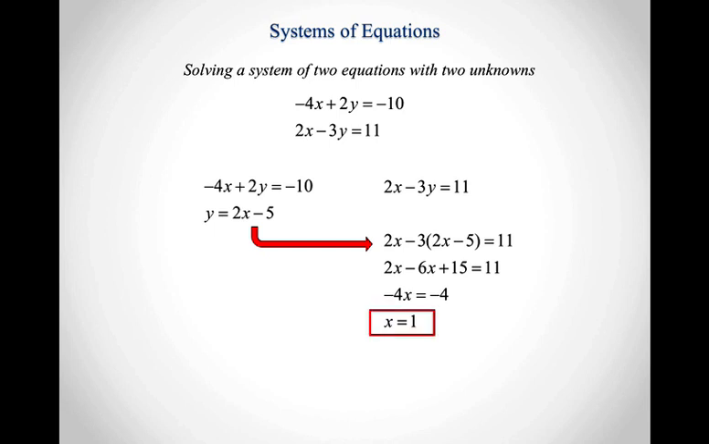Well, once I've solved for x, I can now take it and plug it back into my expression for y. And so in this case, what I get is y equals 2x minus 5. Well, that's going to be 2 times 1 minus 5, so y happens to be negative 3.